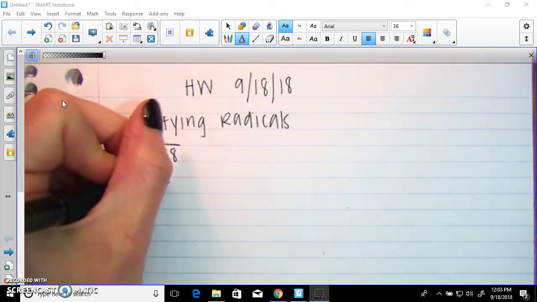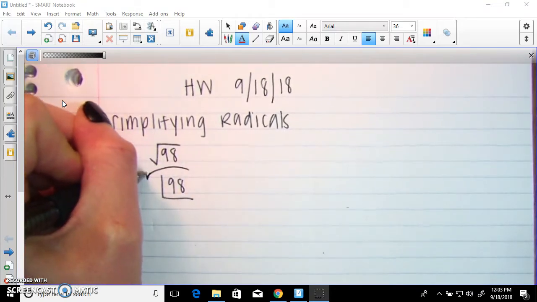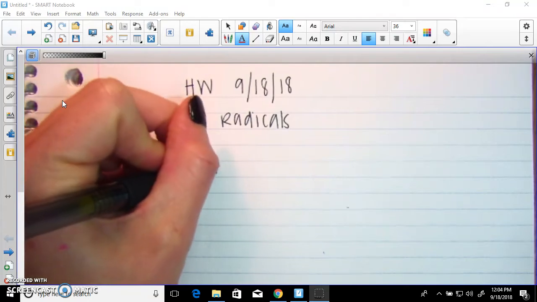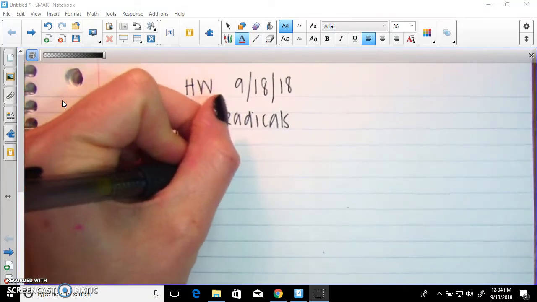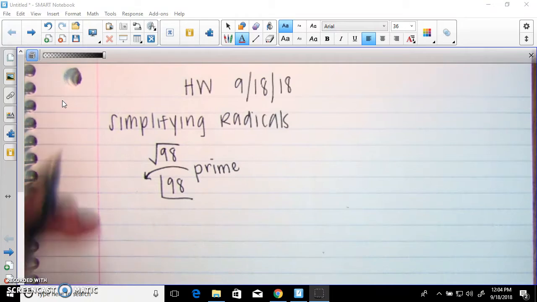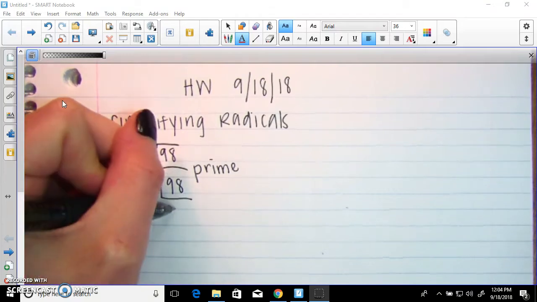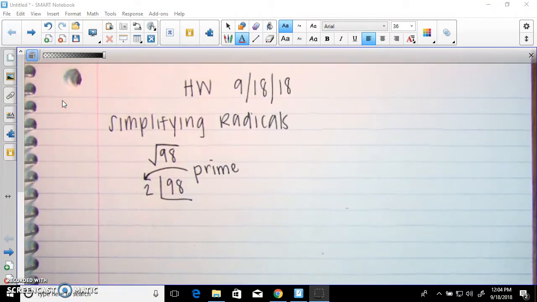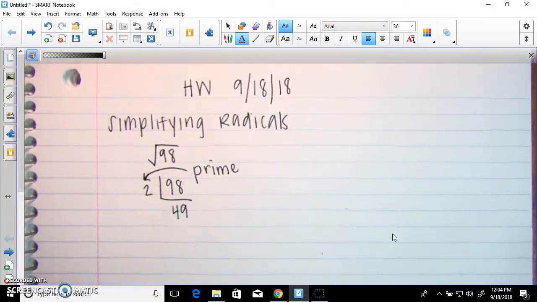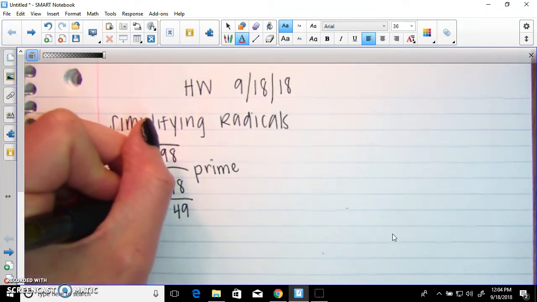So remember to do this, we use our upside down division. Start with 98, and we're looking for prime numbers, okay? Prime numbers. Some of us are forgetting that, and you're starting to use numbers that are other than prime numbers. So 98 is an even number. When in doubt, it can be divisible by 2. So let's do that. 98 divided by 2, and you should get 49. All right, so 98 divided by 2 gives us 49.